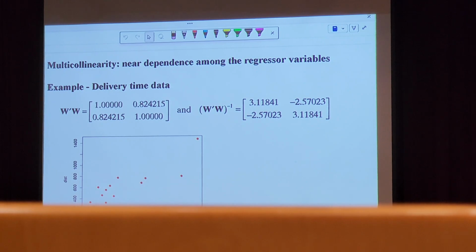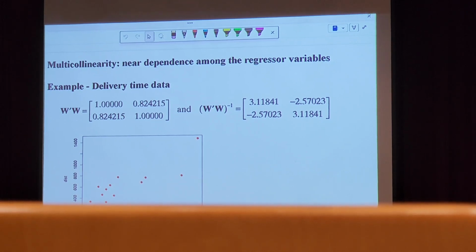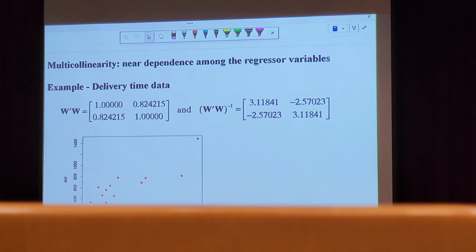So 0.824, that is the correlation between regressor 1 and regressor 2. There are only two regressors there. One is the number of cases, one is the distance.